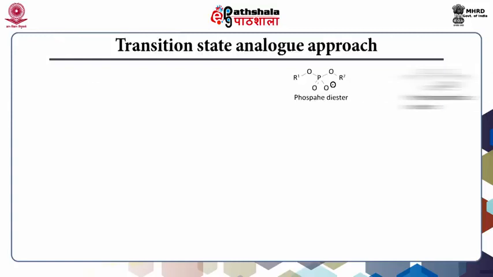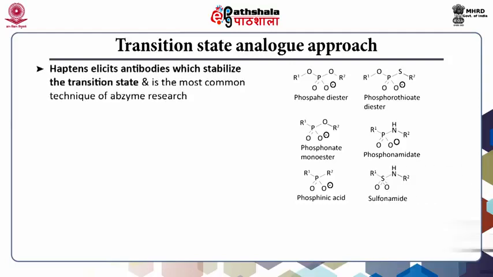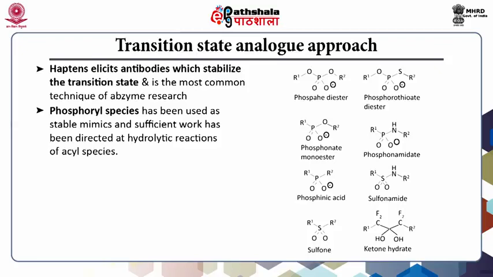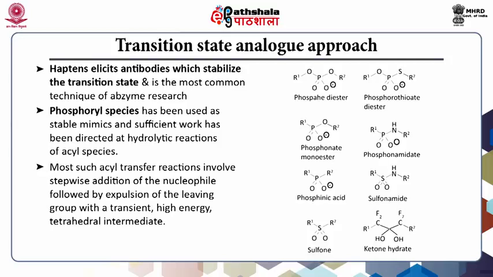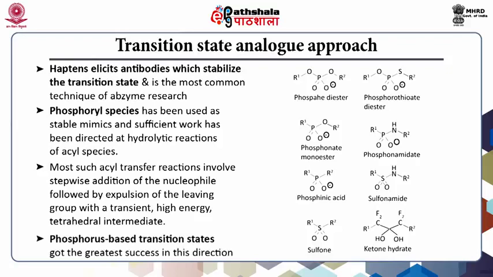Coming to the transition state analog approach, we have haptens which elicit antibodies which stabilize the transition state, and this approach is the most common technique of enzyme research. The phosphoryl species has been used as stable mimics, and sufficient work has been directed at hydrolytic reactions of acyl species. Most of the acyl transfer reactions involve stepwise addition of the nucleophile followed by expulsion of the leaving group with a transient high-energy tetrahedral intermediate. Phosphorus-based transition states have had great success in this direction.